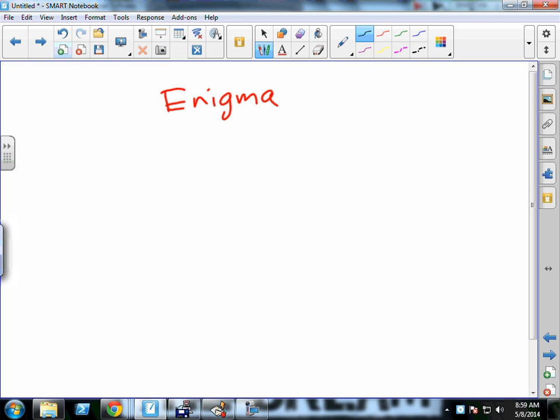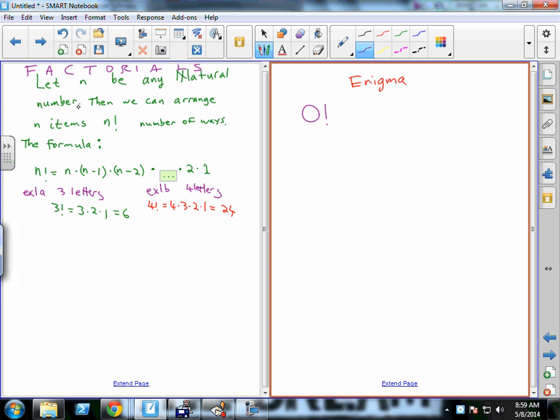No, what's the definition of enigma? What's that mean? Can't explain it, you don't know, something like that. So, 0 factorial. That is an enigma. First of all, we shouldn't even be talking about 0 factorial.